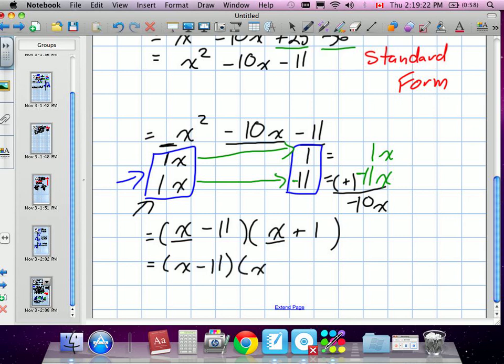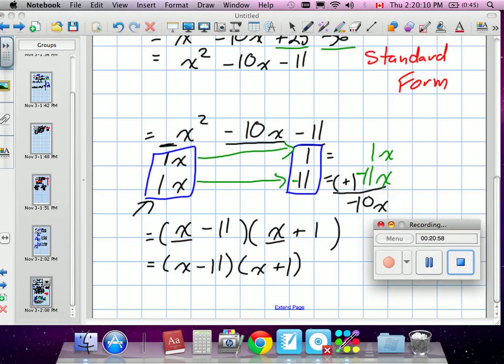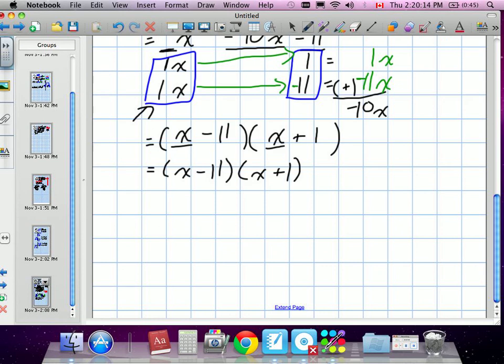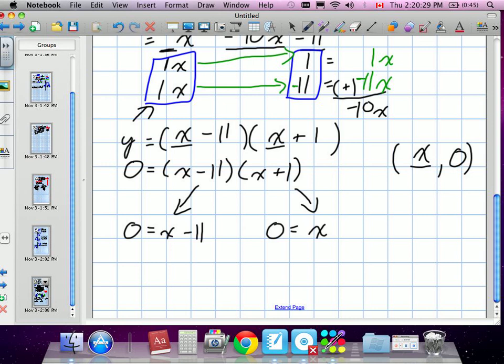So, finally, I'm trying to find the x-intercepts. That's when y needs to be 0. We do know that. We've got to find the x value. So we're going to plug 0 in for y. So I'm going to split this. We get 0 is equal to x minus 11, and 0 is equal to x plus 1. When I move the 11 over, I get positive 11 equals x, and I get negative 1 equals x. So my x-intercepts are negative 1 and 0, and positive 11 and 0.